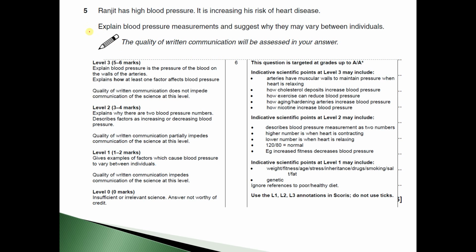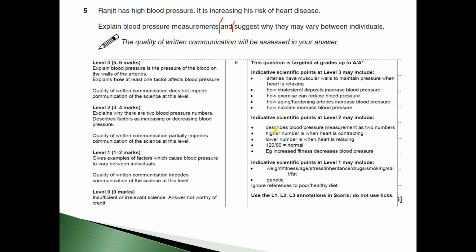But the actual question is in 2 parts, and this separates them out. First part is explain blood pressure measurements. How do we measure them? So for 3 or 4 marks, a level 2 answer, explain why they have 2 numbers, and then describe factors as increasing or decreasing blood pressure. So here you just say what might vary. So being fat or being obese, or your age. Here we need to explain how they affect the blood pressure by increasing or decreasing.